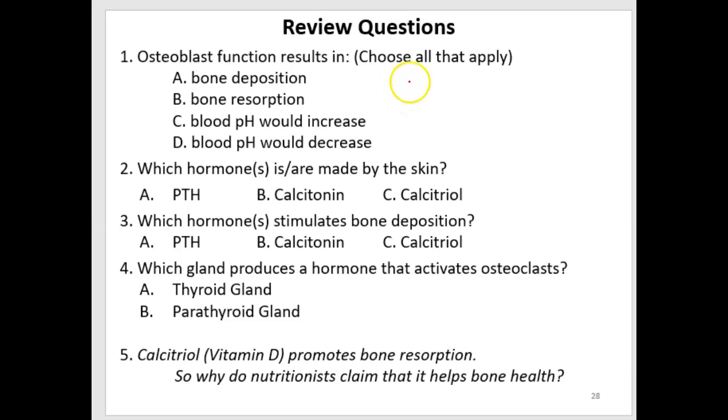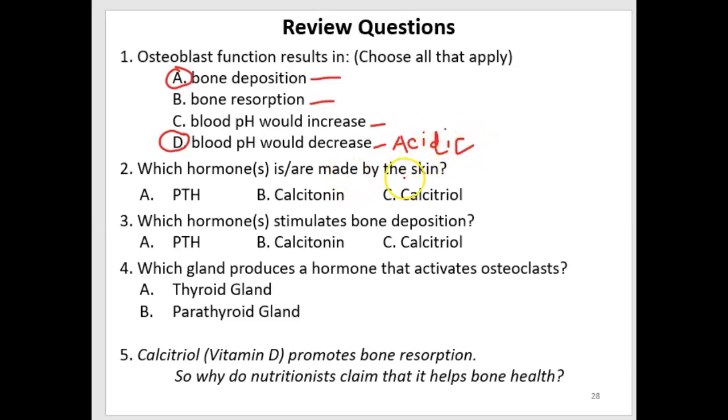Osteoblast functions include what? Bone deposition, bone resorption, blood pH would increase, blood pH would decrease. So we know bone deposition is true, right? And when that happens, bases are put into the bone as well. So that would make the hydrogen level go up, but the pH would go down. It would become more acidic. I won't ask that on a test though.